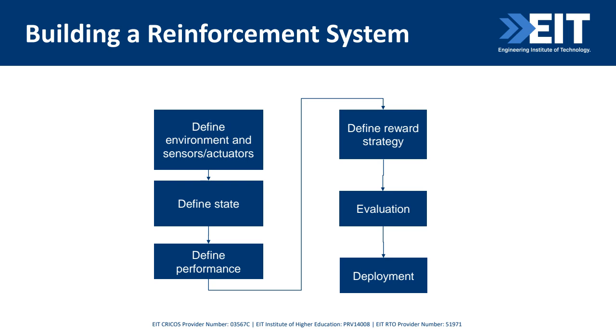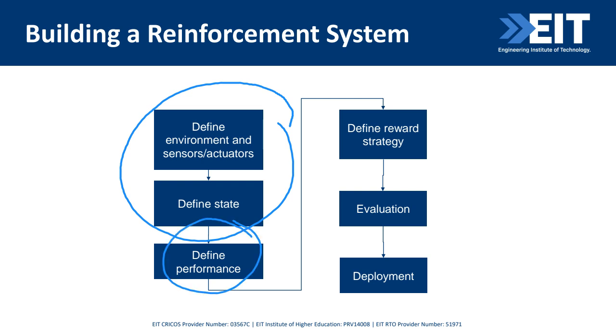And in reinforcement learning, we need to define what is a state. How do you represent the state of the world using the sensors? How do we define performance? We should define the performance. And the reward, how do we give reward to that agent? So when they do a good thing or a bad thing, and then you would evaluate your strategy and deploy that system.